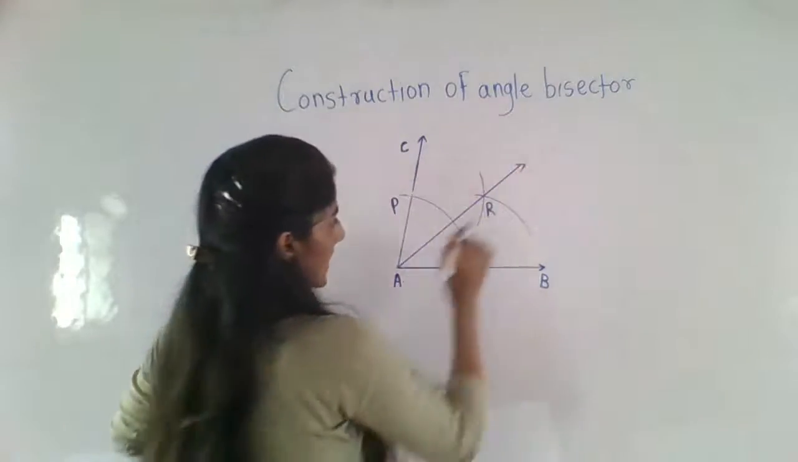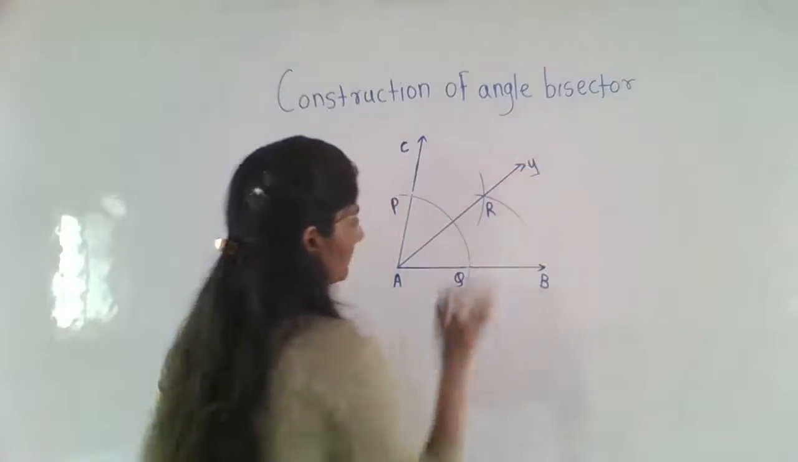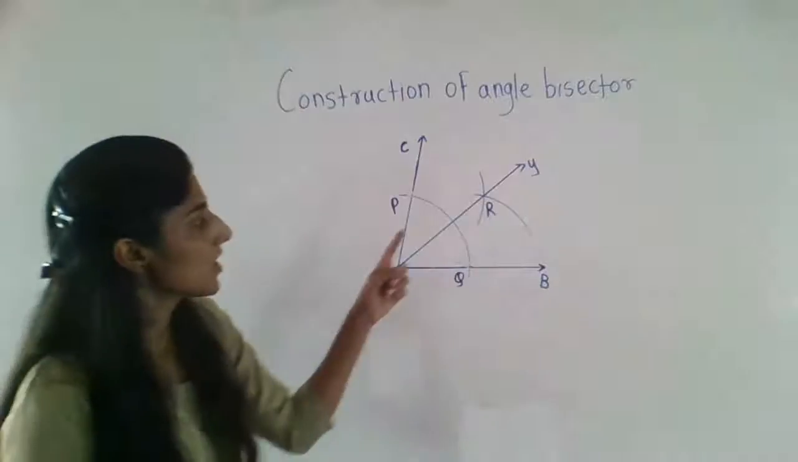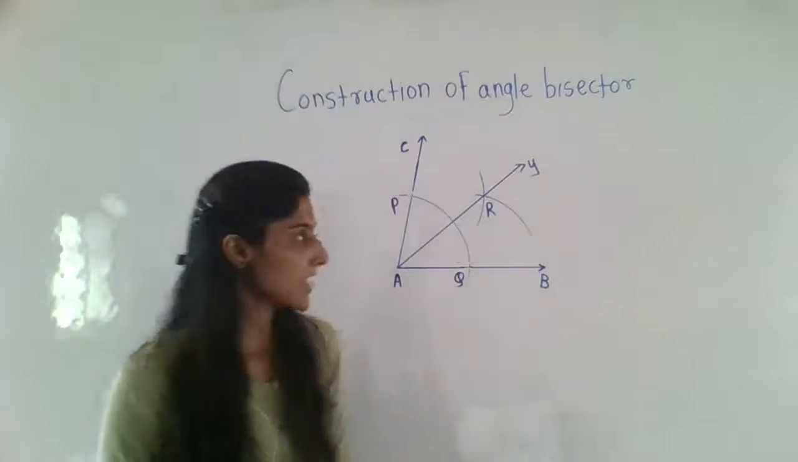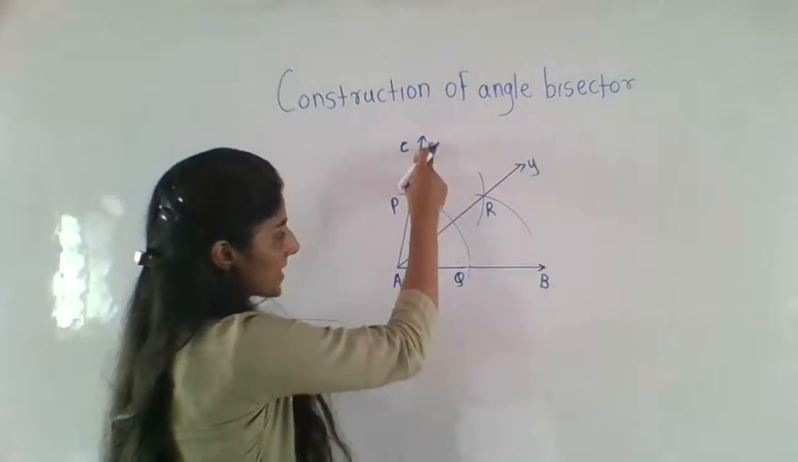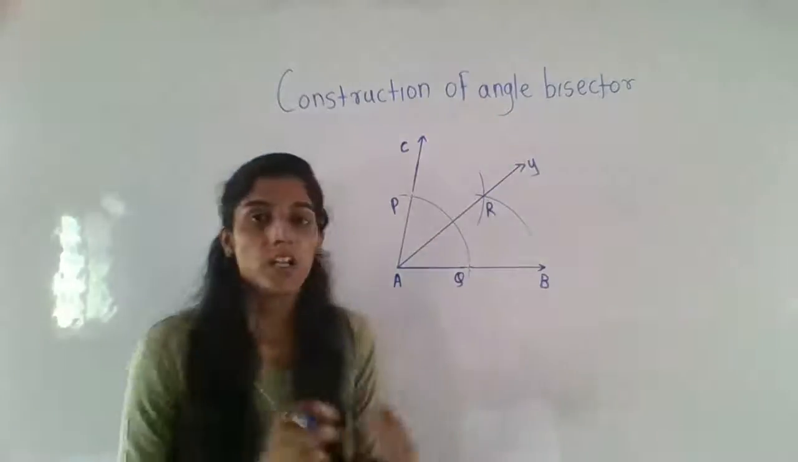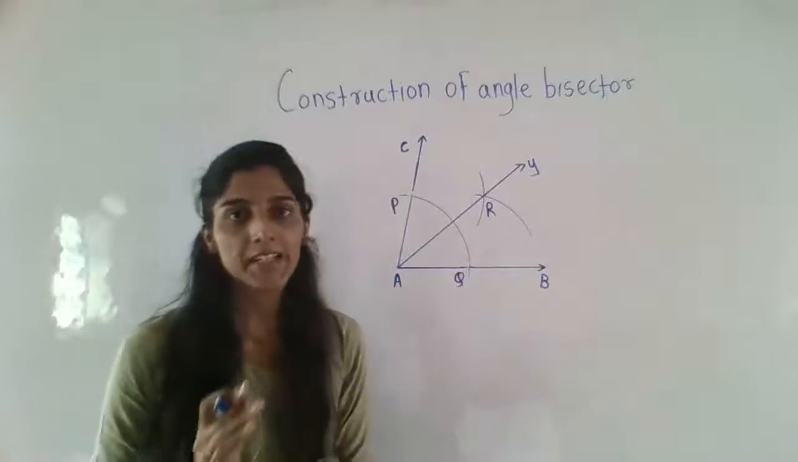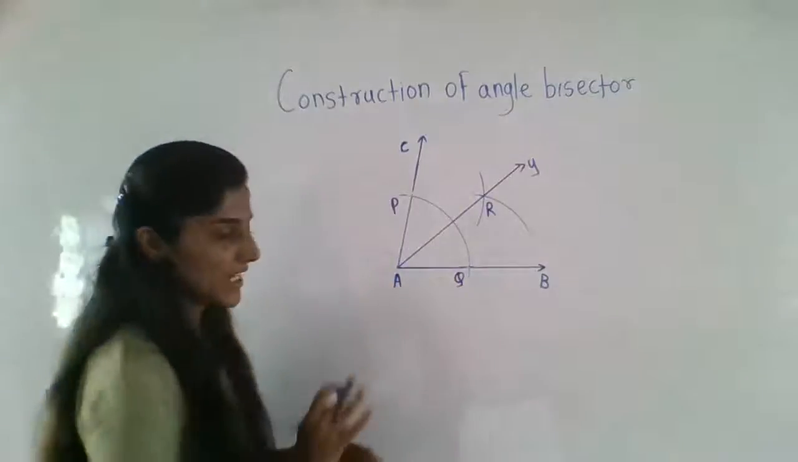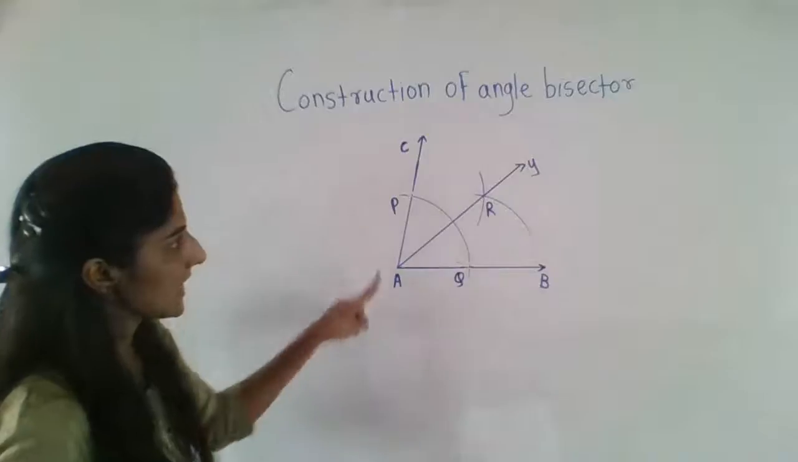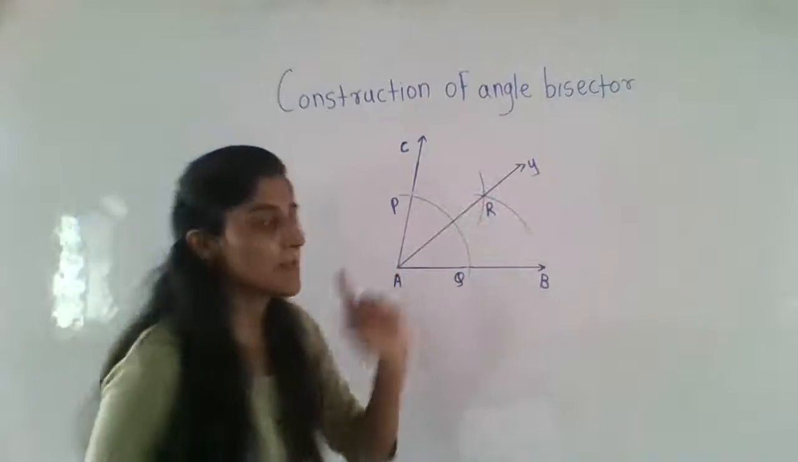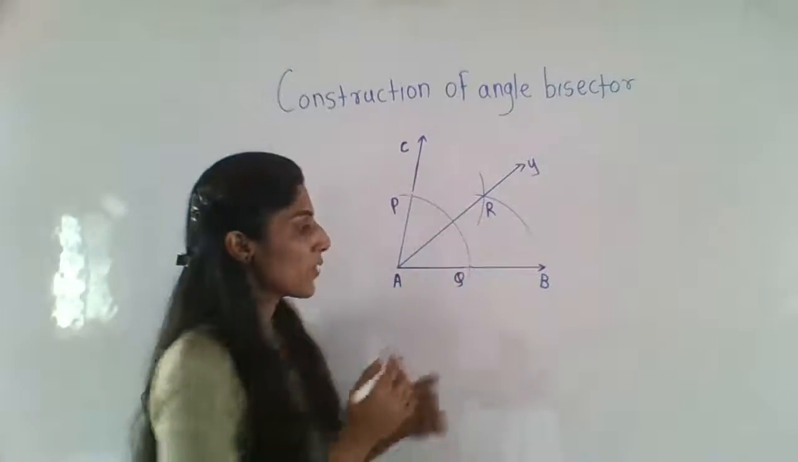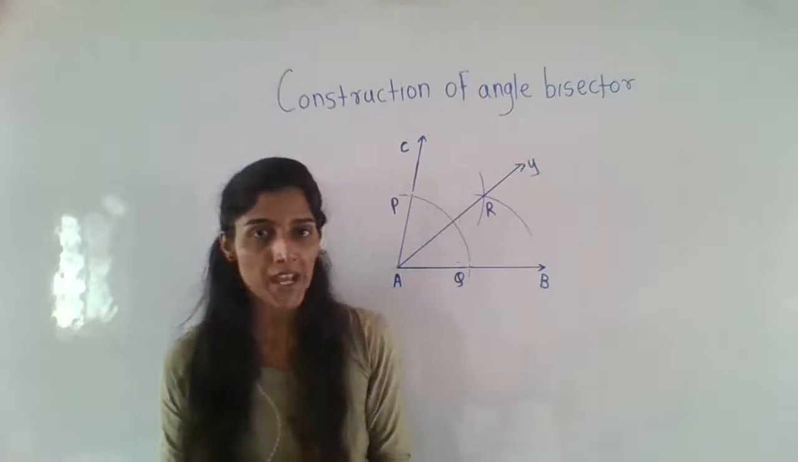Name this ray as AY, and the ray AY is our bisector. Understand, the ray AY divides the angle CAB into two equal parts, which means this is our angle bisector. Now you can check the measure of angle CAY and angle YAB by using the protractor. The measure of angle CAY is equal to the measure of angle YAB.